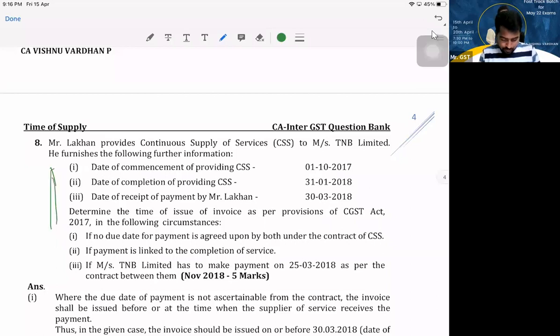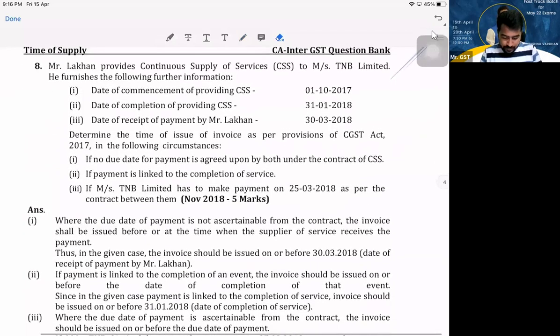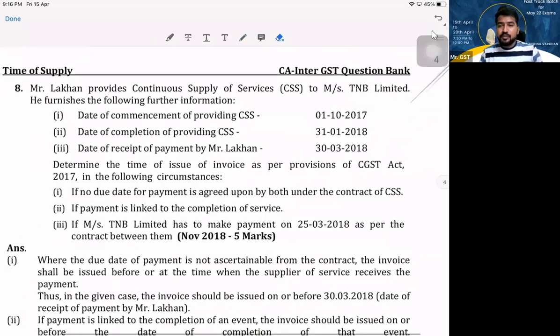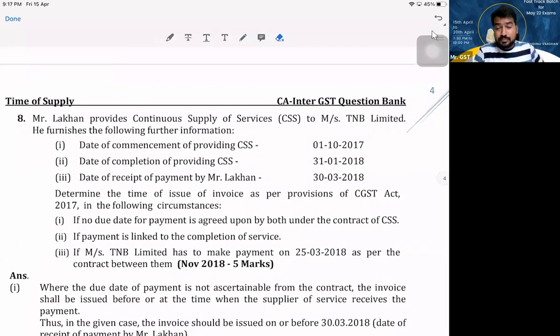So look at this question, my dear friends. Look at this question. Question number 8. So please try to answer this. Make it fast, please.